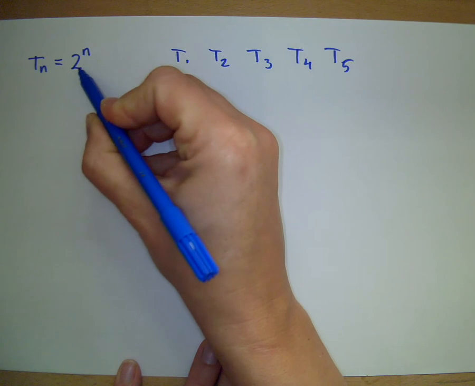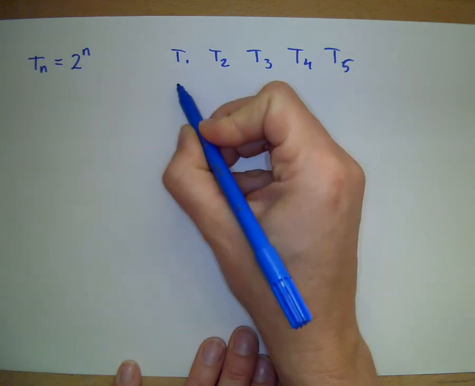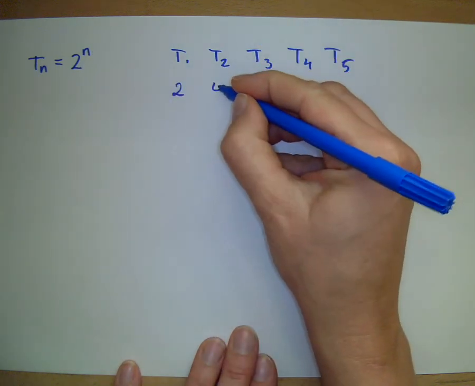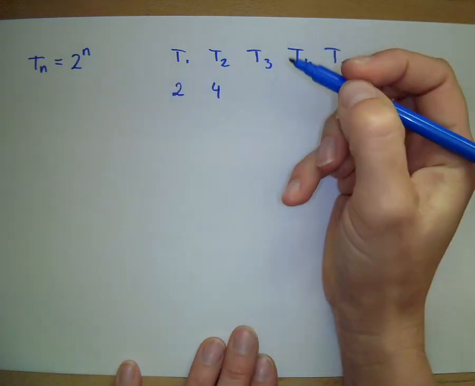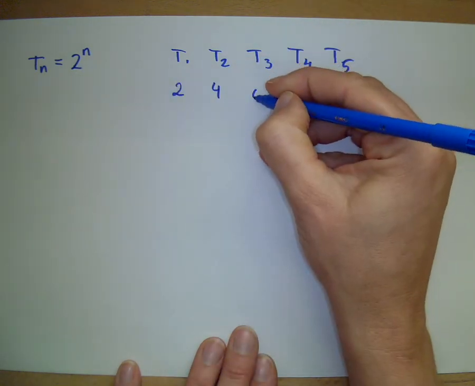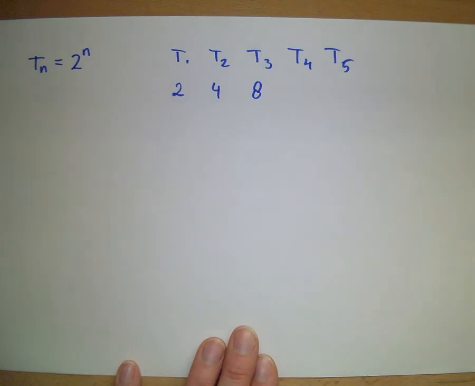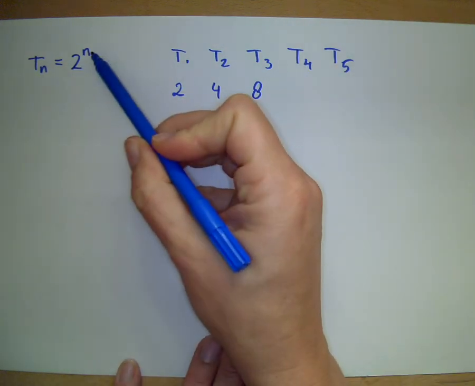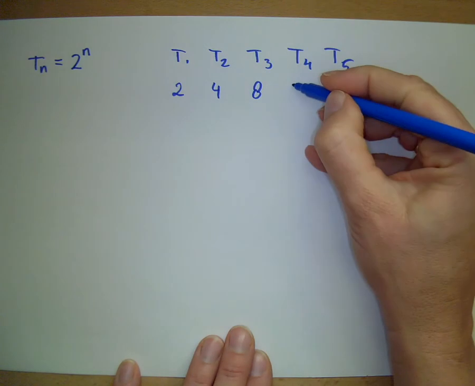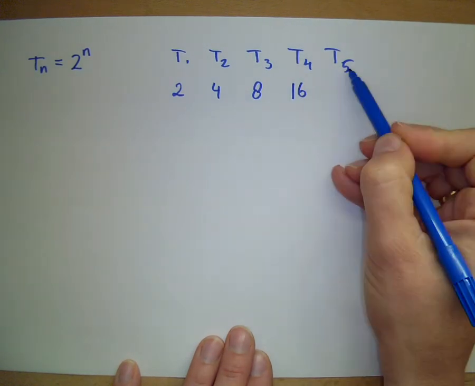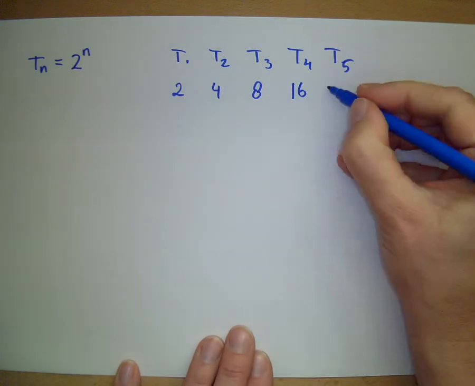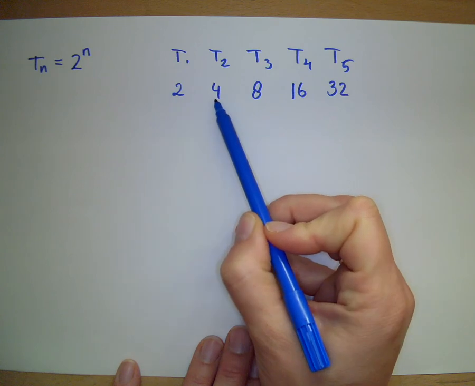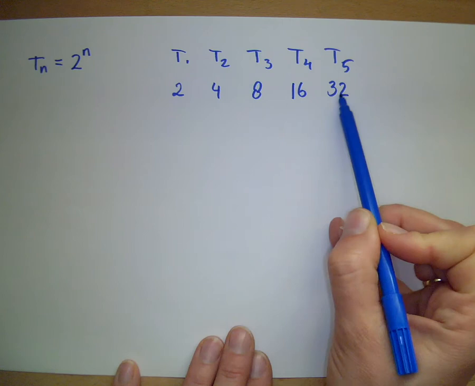T1 is going to be 2 to the power of 1, which is 2. T2 is going to be 2 to the power of 2. 2 squared is 4. 2 to the power of 3, 2 times 2 is 4 times 2 is 8. The fourth term is going to be 2 to the power of 4, which is 16. Term 5 is going to be 2 to the power of 5, which is 32. See, we actually multiply this term by 2, and then this by 2, by 2, by 2.